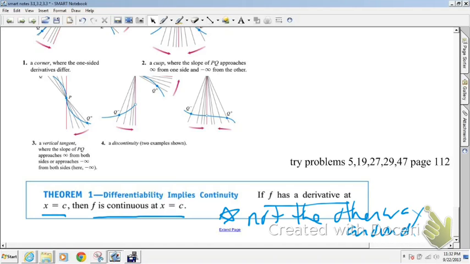If it has a derivative at x equals c, if it is continuous at x equals c, it doesn't imply that there's necessarily a derivative. So it just goes one way. If it has a derivative at a point, then you know it's continuous. It doesn't go the other way around. Alright, so the problems are 5, 19, 27, 29, and 47. I don't know that we'll get through all of them, but let's try a few.